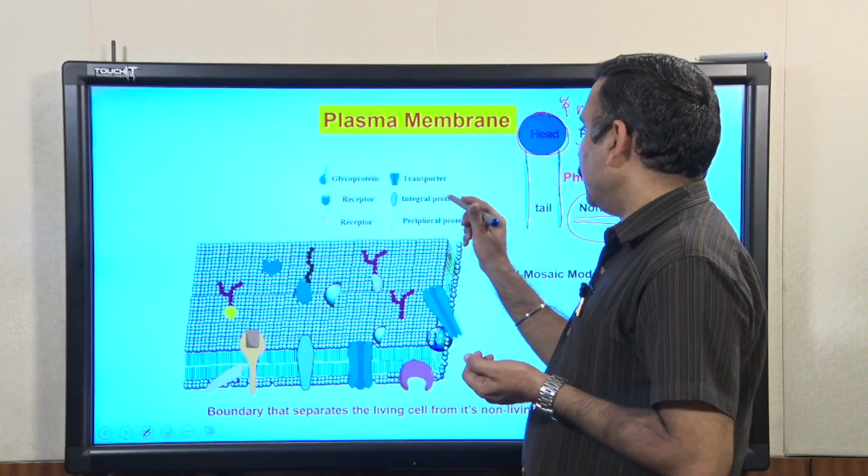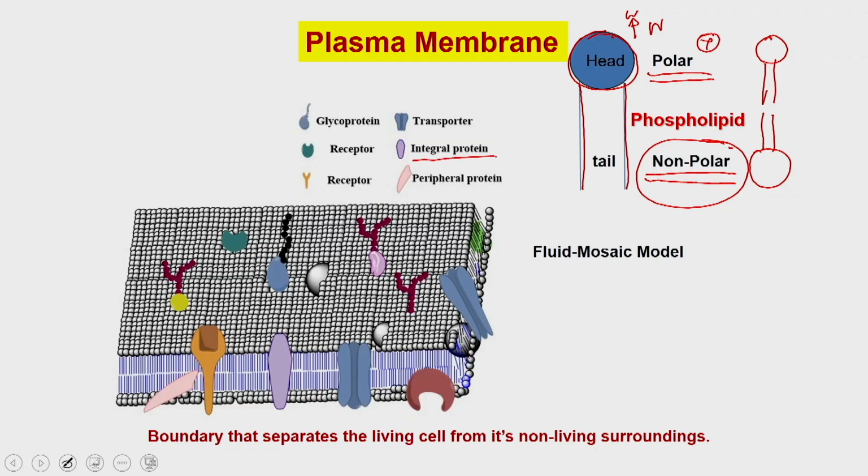Some proteins are integral proteins which are present throughout the depth of the plasma membrane, whereas some proteins are peripheral proteins, which will either be present on the inner leaflet or on the outer surface. Apart from these proteins, the plasma membrane also contains receptors. These receptors are of different types, and the membrane also contains different types of glycoproteins, transporters, and receptors.